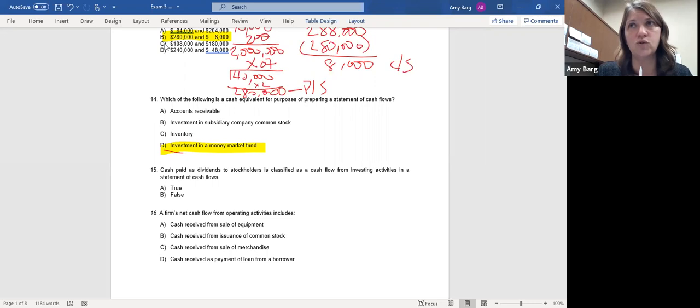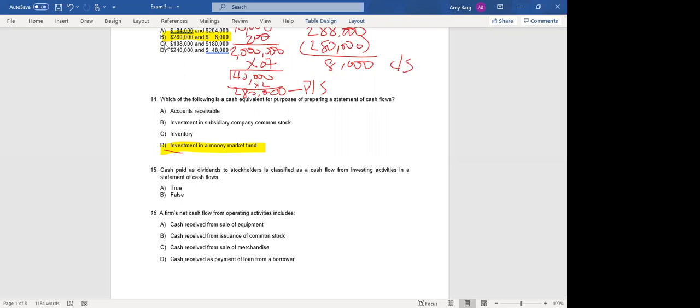If it was a 12-month treasury bill, or am I confusing the two, bills and bonds? If it was a 12-month one, there's time value of money to consider. The interest rates could change, it could lose value. So that's not a cash equivalent. It's not very close to cash. You could almost call a money market fund cash.